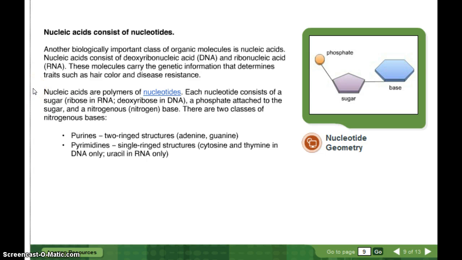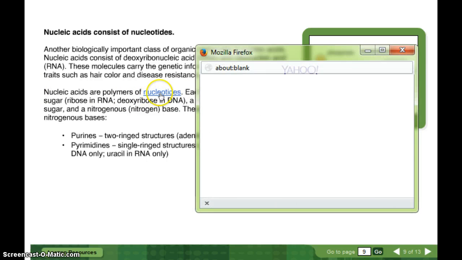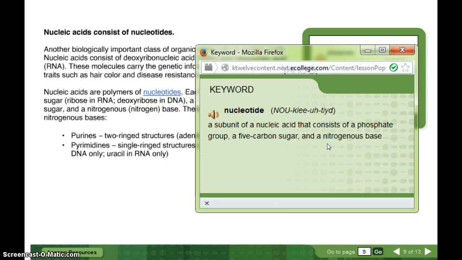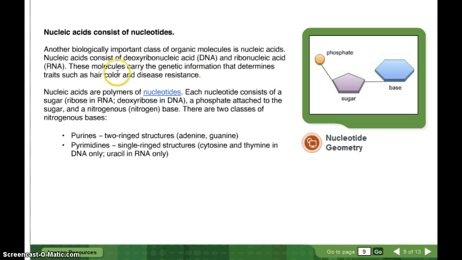Nucleic acids are polymers of nucleotides, and a nucleotide is specifically a subunit of nucleic acid that consists of a phosphate group, a 5-carbon sugar, and a nitrogenous base. So for nucleic acids, nucleotides are the building blocks. Just like amino acids are the building blocks for what? For proteins.